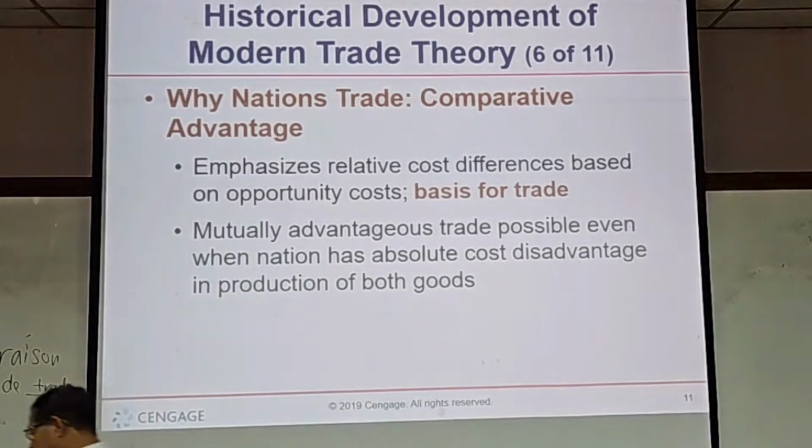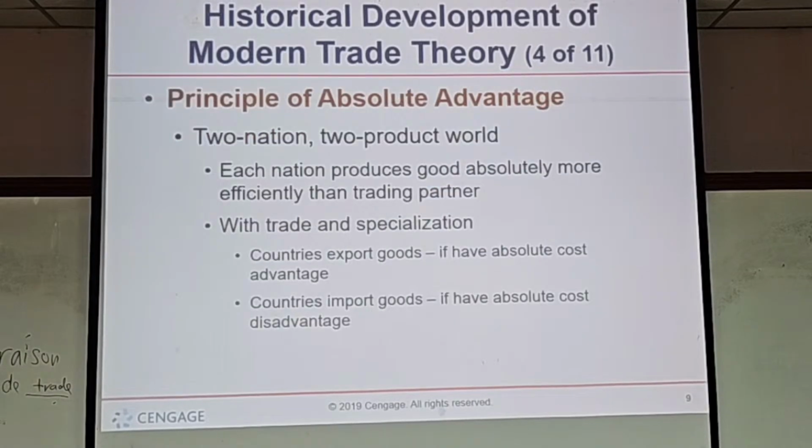Each nation produces the good it is absolutely more efficient at than its trading partner, and with trade and specialization, countries can benefit. Mutually advantageous trade is possible even when a nation has an absolute cost disadvantage in both. We go back to absolute advantage just quickly, to compare absolute and comparative.